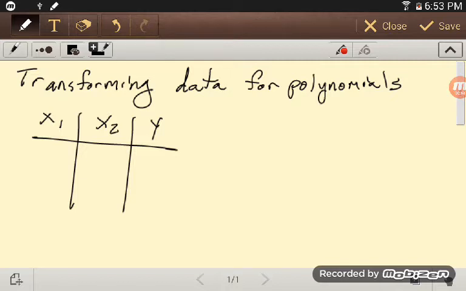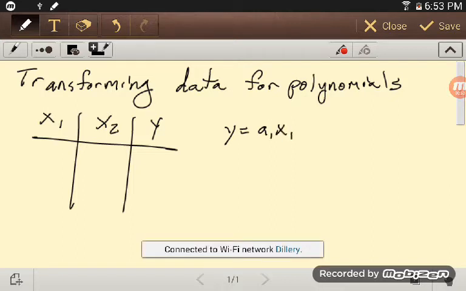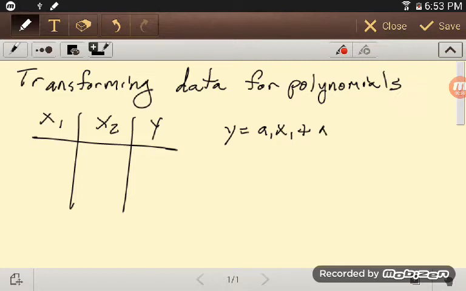And so, for instance, in a couple of variables we may have y equal a1 x1 plus a2 x1 squared, okay, something like that, plus maybe b1 x2 plus b2 x2 squared.